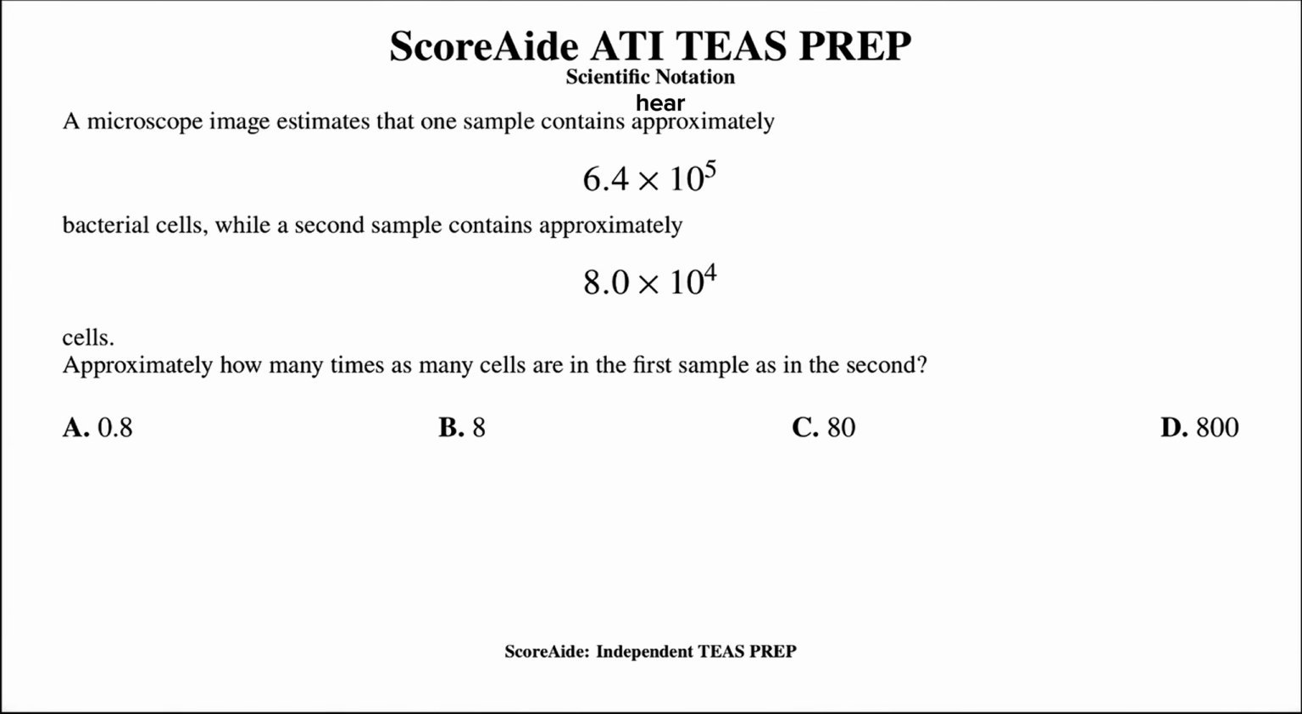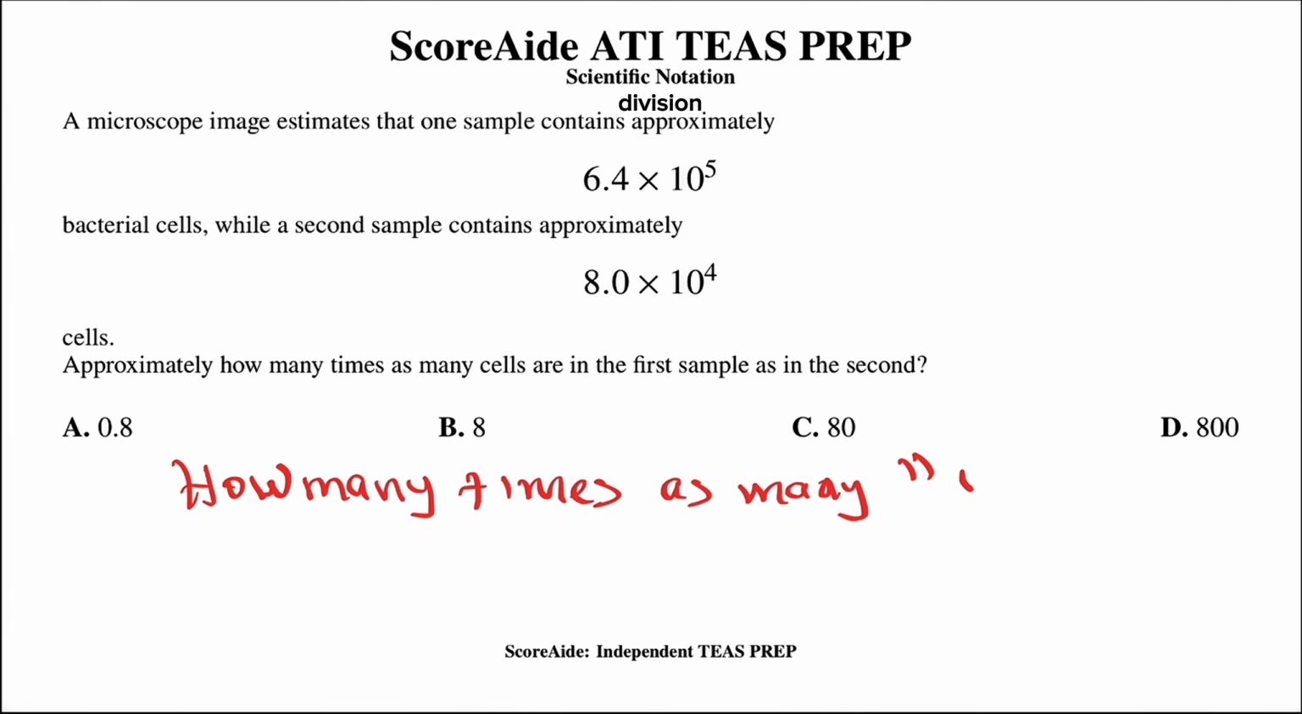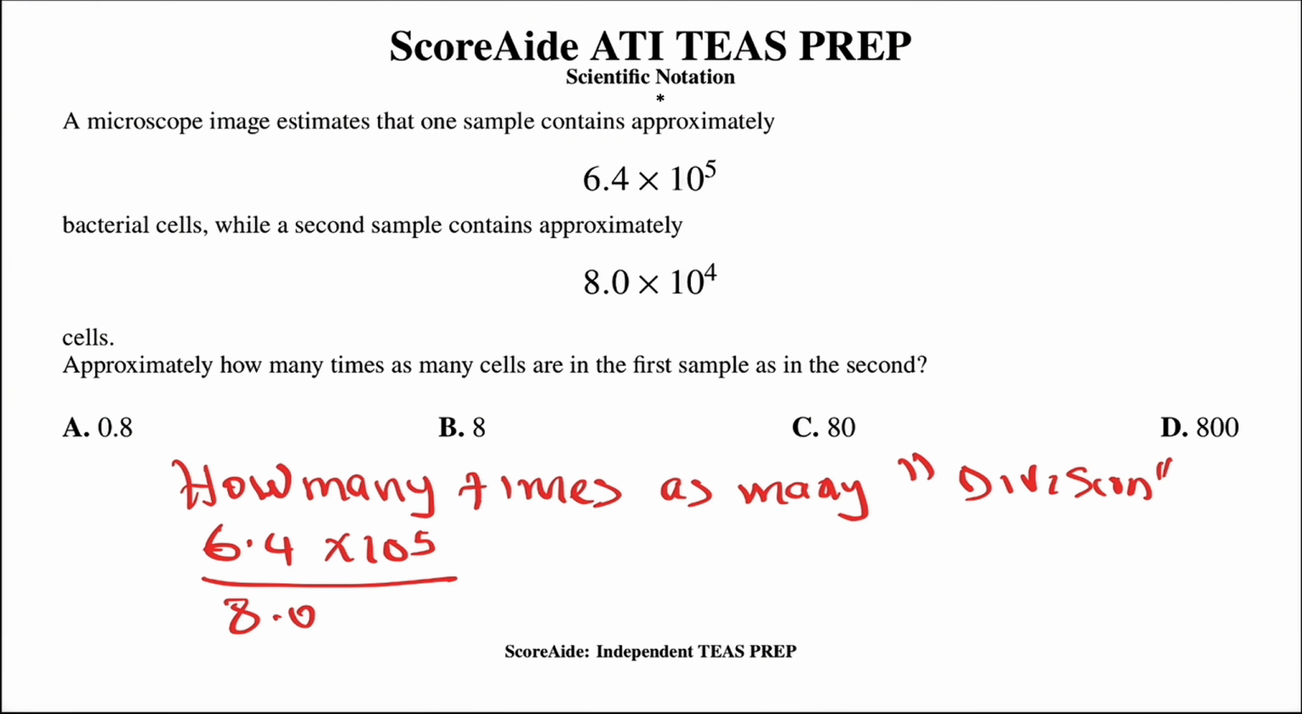So when you hear "how many times as many," you think about division, right? Now we are going to divide 6.4 times 10 to the power 5, all this by 8.0 times 10 to the power 4. And we can use our laws of indices here if that is not too difficult for you guys.